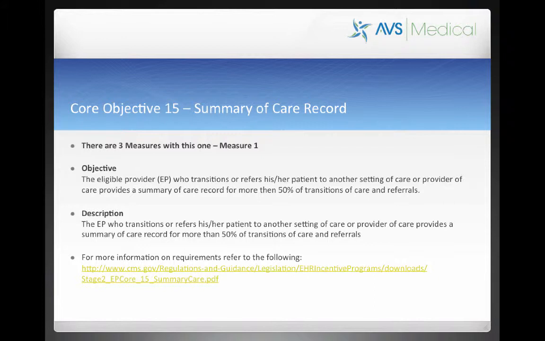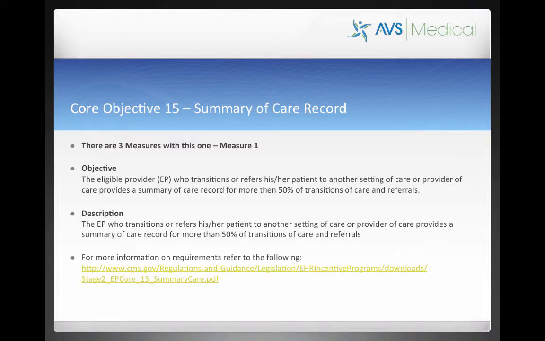The first thing you need to do to meet this is generate a summary of care record on more than 50% of all the patients that you transition to another care setting or another provider. So not 50% of all your patients that you see, just 50% of those that you are transitioning or referring out of your practice. There is a list of requirements that need to be on that summary of care, and there's a hyperlink that will take you to the CMS page that tells you what those things are, but know that they are the standard default things in the summary of care record. That's the first measure.